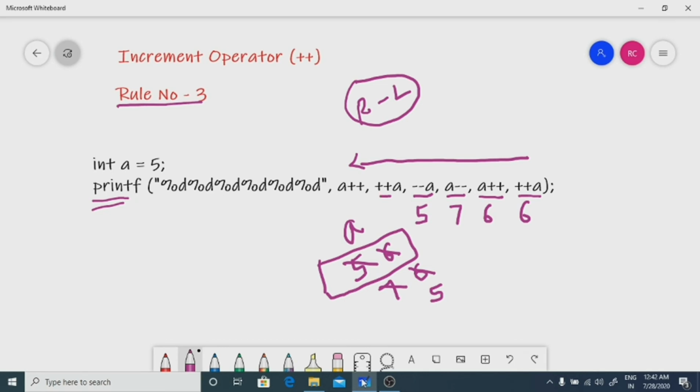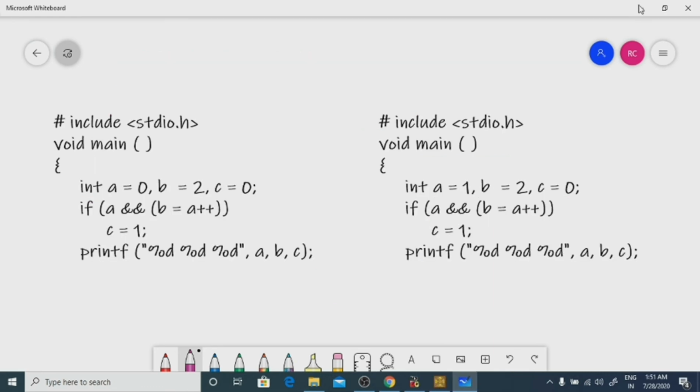Now here plus plus A. So first increment, 5 will become 6, then use the value. Now A plus plus. So first use the value, because it is post increment. Plus plus is there after A. So first use the value, that is 6 will be printed and then it will be incremented. 6 will become 7. Here we discussed a few more problems on this increment operator.